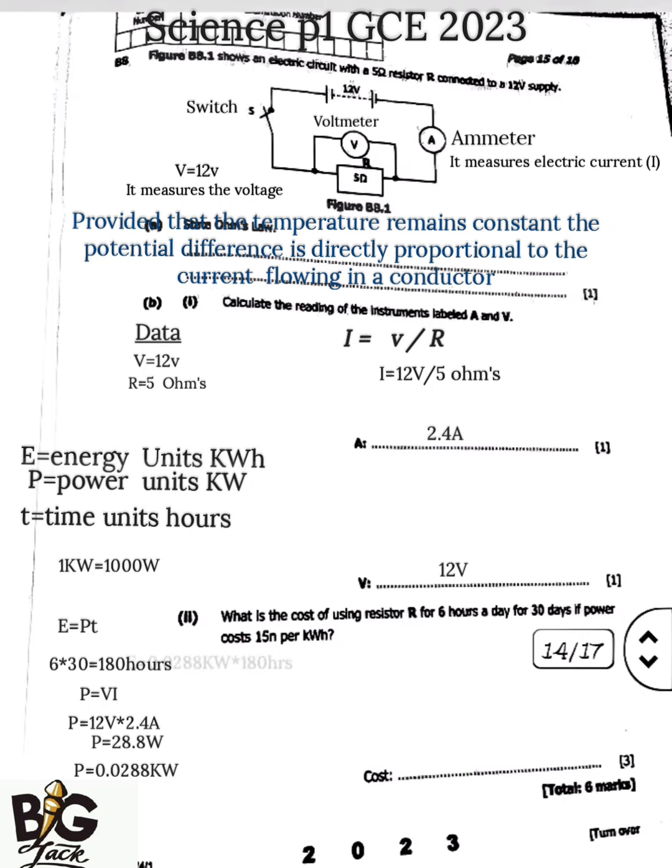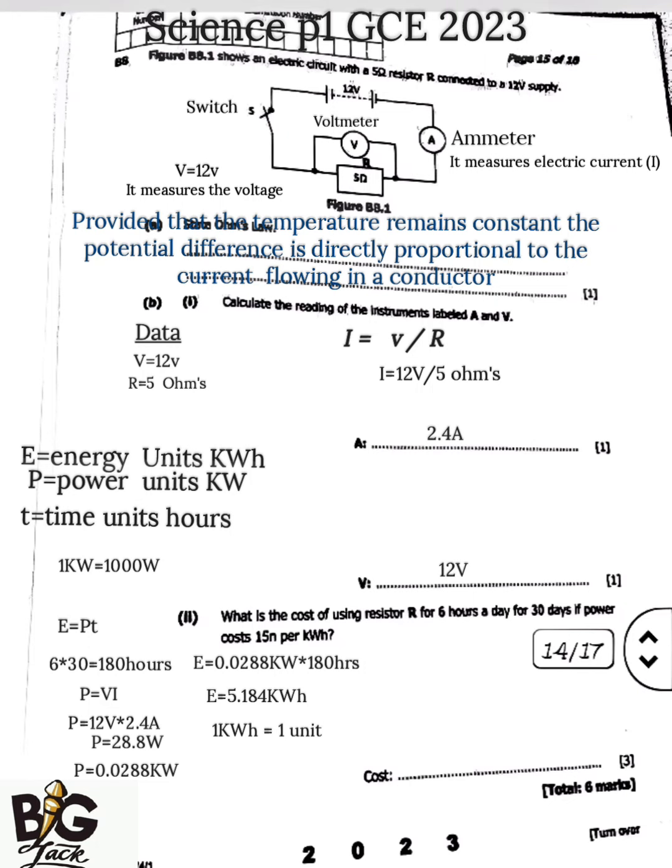Now let me find the energy. Energy is equal to power multiplied by time. So energy is equal to power, which is 0.0288 kilowatts, multiplied by 180 hours. Then our energy is going to be 5.184 kilowatt hours. This one is our energy. Now, when you're calculating the cost of electricity, 1 kilowatt hour is equal to 1 unit. 1 unit is sold at 15 ngwe.